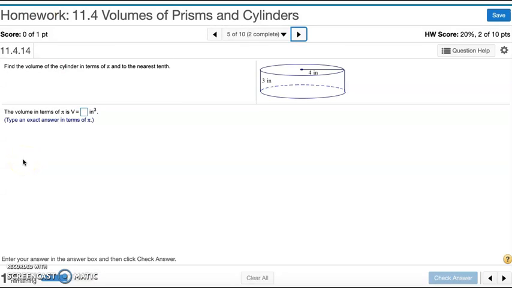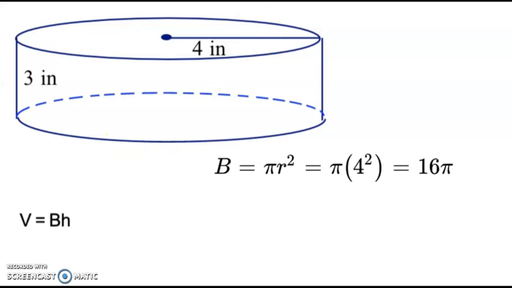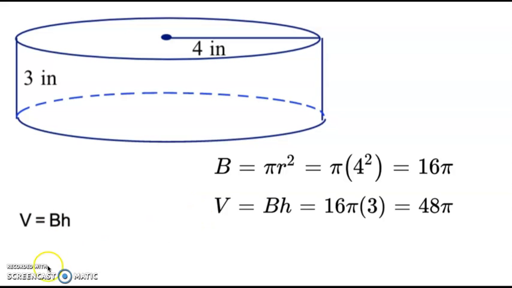Number 5. Find the volume of the cylinder in terms of pi and to the nearest tenth. So let's take a closer look at it. So remember, the formula for volume is the area of the base times the height. The base is a circle, so we've got to do pi r squared. R is 4, so 4 squared times pi is 16 pi. Now we multiply that by the height to get the volume, so 16 pi times 3 is 48 pi, which is in units of inches cubed.